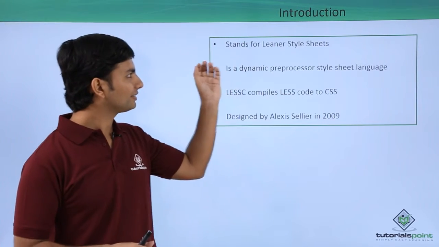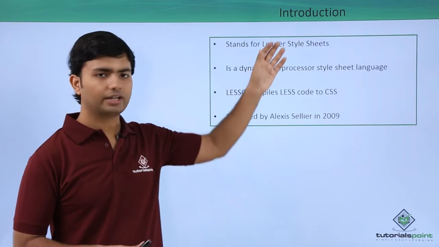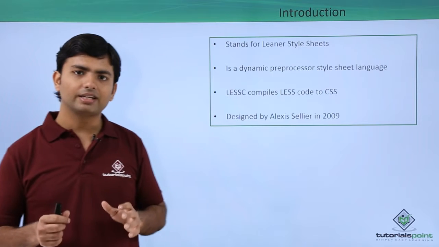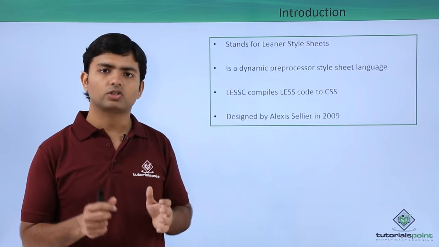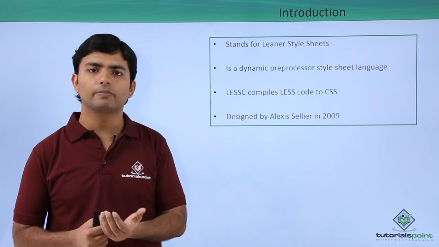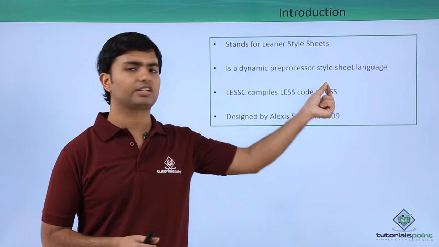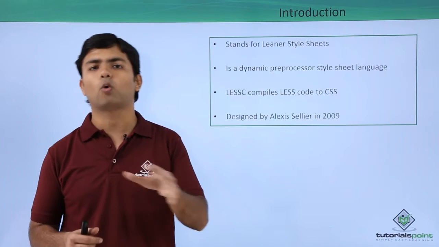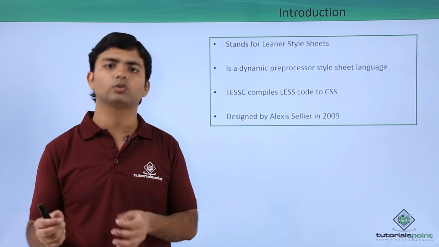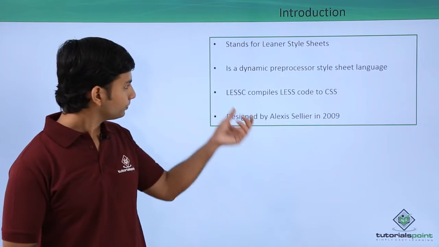Basically, Less stands for Leaner Style Sheets. So LE for Leaner, SS, Style Sheets. This is a preprocessor in which you write some Less code, and as a result, you get the CSS. It's a dynamic preprocessor style sheet language, meaning it has its own syntax and you can write all the style rules which you used to do with CSS. You can do that here as well.